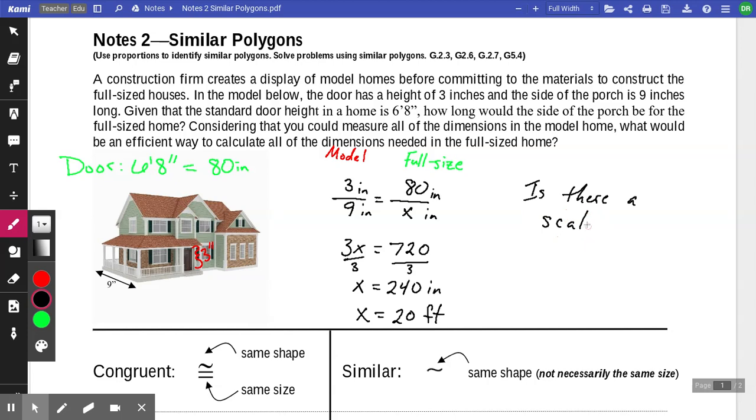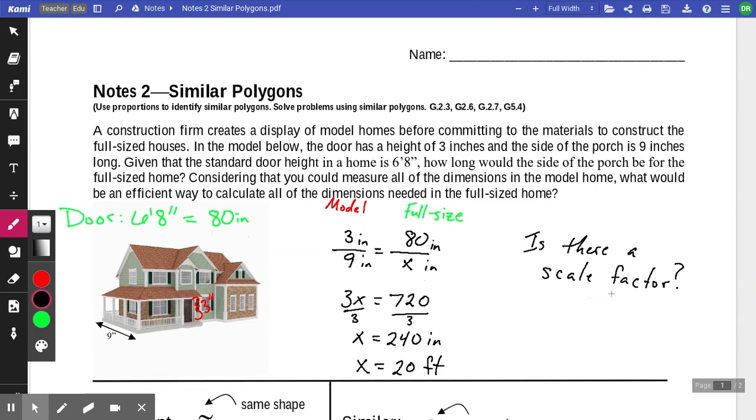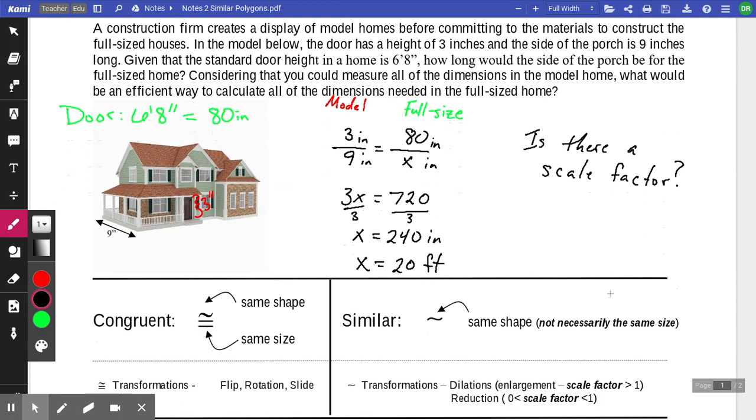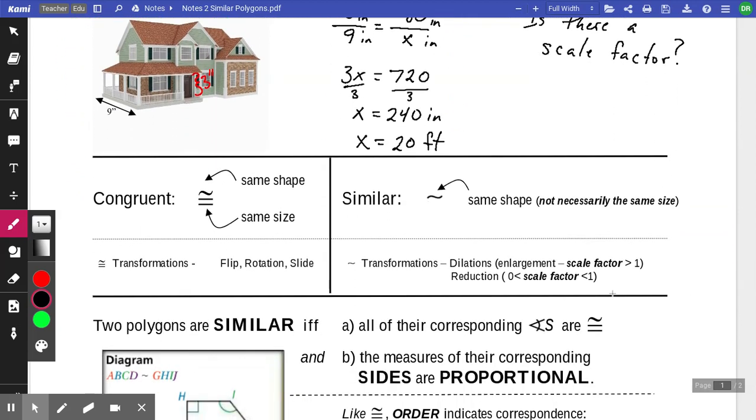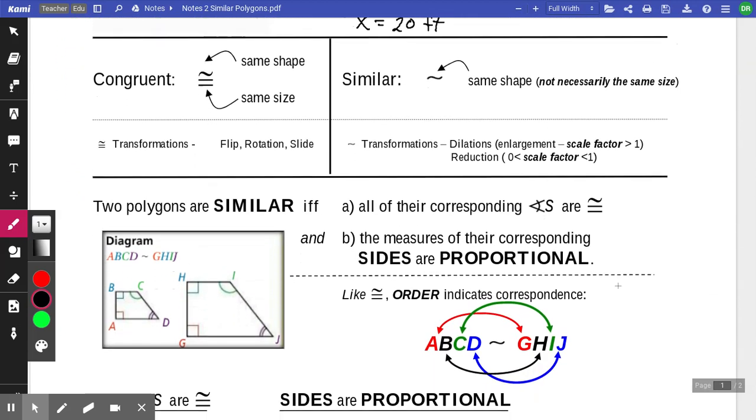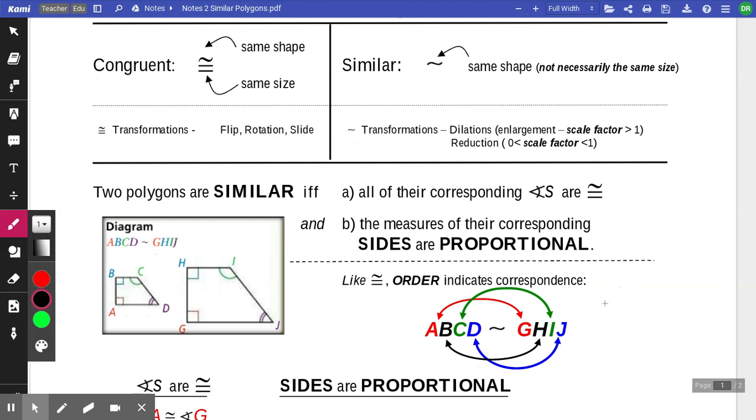And once we know that value, we can treat this like a dilation, to where we multiply all of the dimensions from our model by that factor to figure out what the dimensions of the full-size home would be. But let's not worry about the scale factor at this moment. Let's figure out a little more about similar polygons, and we can clear up how we can find that scale factor pretty easily.